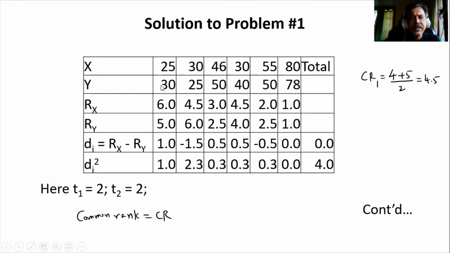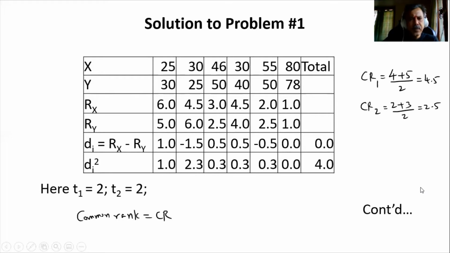Similarly, in the Y series, the highest is 78, so I assign first rank to that. Next highest is 50, which is occurring two times. That means the second common rank is the average of second and third rank, so it becomes 2.5. That is why for 50 and 50, 2.5 and 2.5 are assigned as ranks. Then the next highest is 30, assigned fifth rank. Next highest is 25, assigned sixth rank.